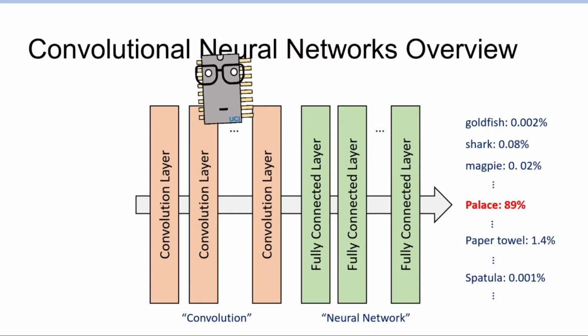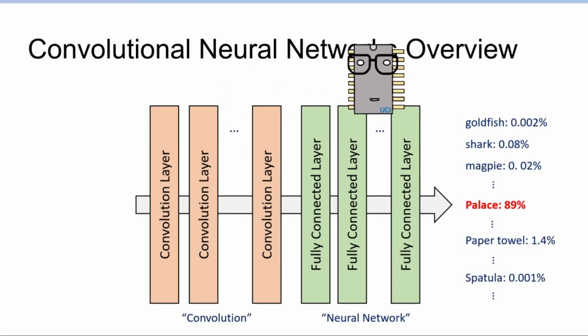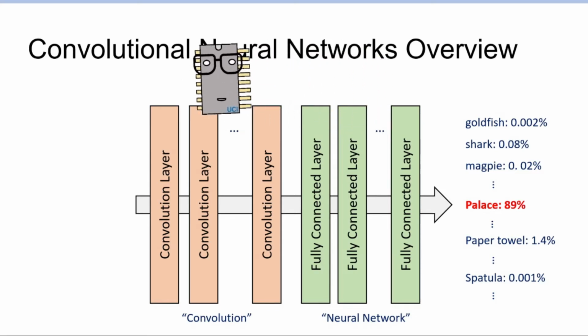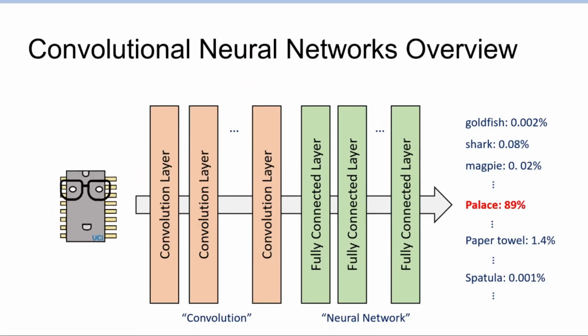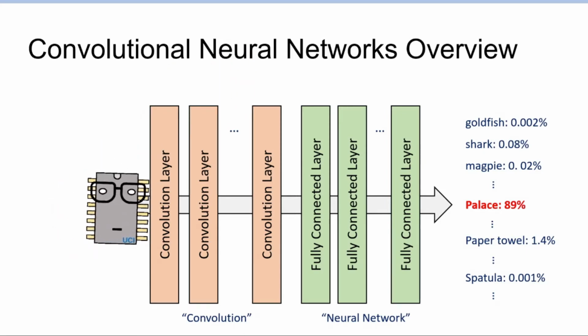Typically, earlier layers are convolution layers. We're going to talk about what that is in a bit. Later layers are so-called fully connected layers. Different models have different combinations of how many of these layers there are and what the configuration of each of these layers is. And you feed an image or a video frame into the first convolution layer. This does some filtering work.